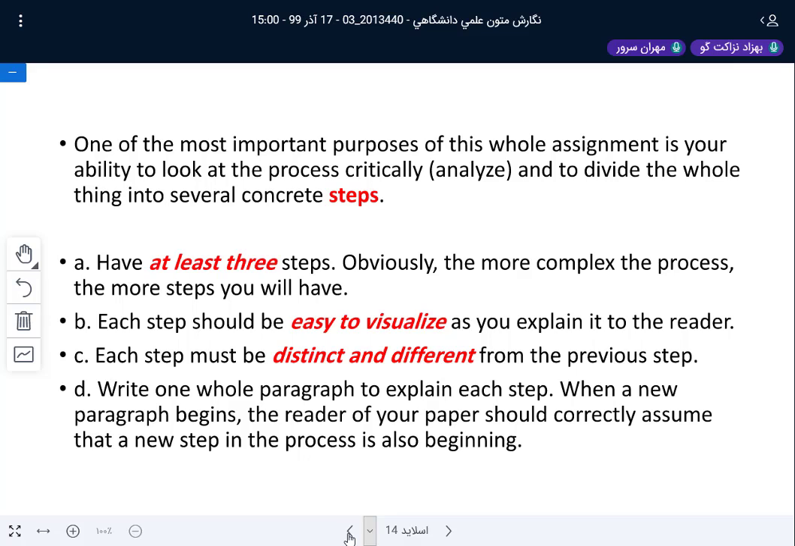One of the most important purposes of this whole assignment is your ability to look at the process critically, or analyze it, and to divide the whole thing into several concrete steps. Concrete because it is observable, it is measurable, we can understand it clearly. Have at least three steps when you are writing. Obviously, the more complex the process, the more steps you will have. Each step should be easy to visualize as you explain it to the reader.